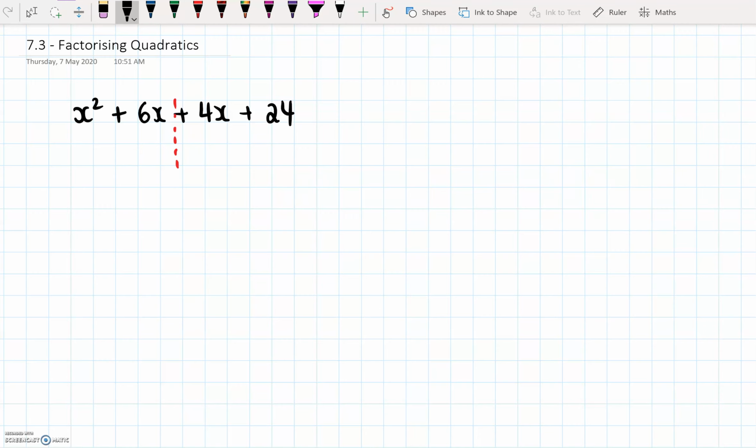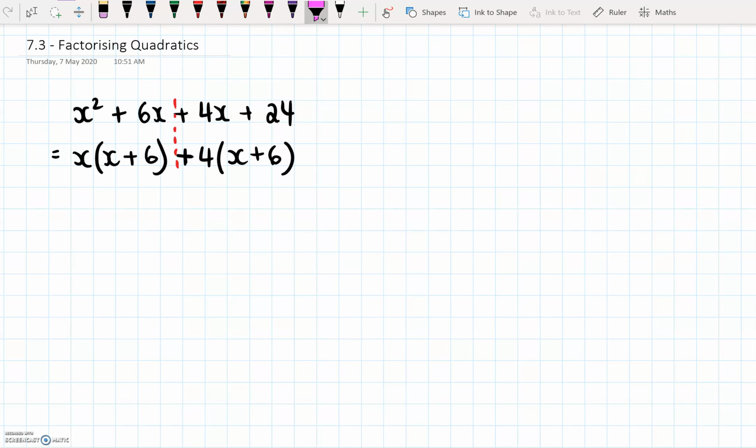Okay, and we factorized the first half. So in our first half here, we take out a factor of, looking at them, x. So we have x brackets. Okay, x squared divided by x gives us x plus 6x divided by x is 6. Okay, don't forget your plus in the middle. A lot of people forget it. All right, on the other side. Now, 4x and 24, a common factor is 4. So we get 4 brackets x plus 6.